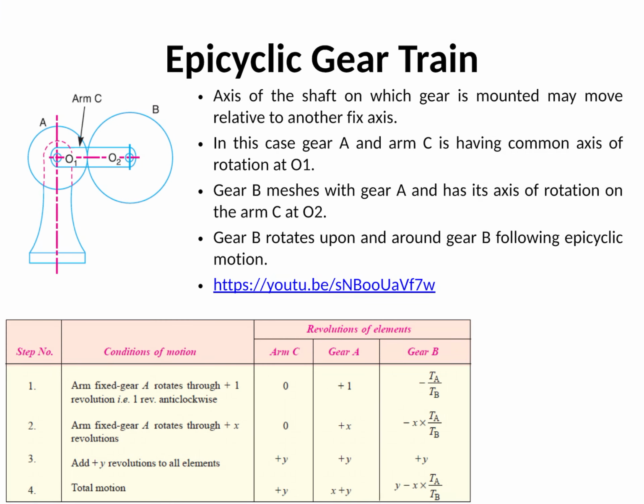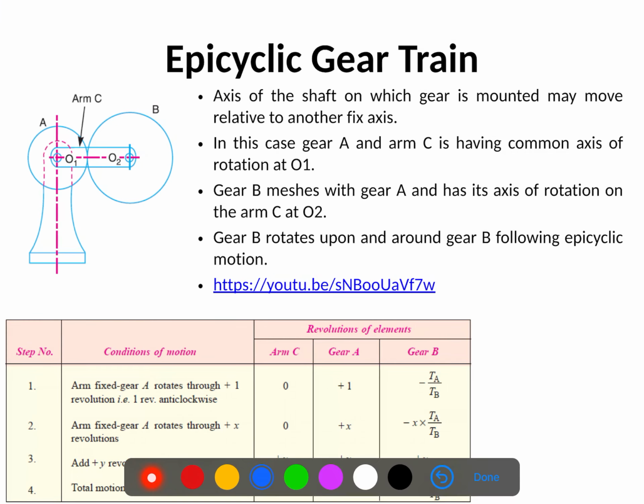So we will see the epicyclic gear train. Now in this epicyclic gear train, the axis of the shaft on which the gear is mounted may move relative to another fixed axis. So in this epicyclic gear train, what is the difference?